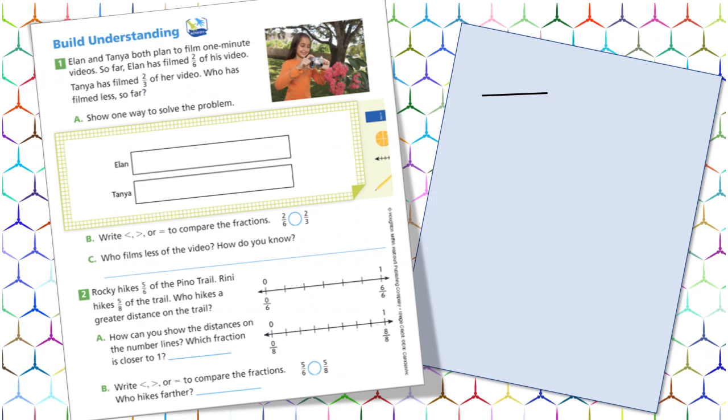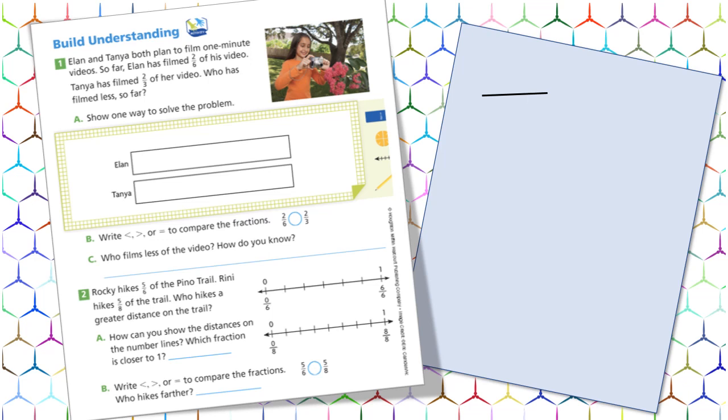Okay, so let's start with the build understanding. And remember, when I read the problem, boys and girls, you're making a picture in your head so that you know what the situation is about. Number 1, Alon and Tanya both plan to film 1-minute videos. So far, Alon has filmed 2/6 of his video. Tanya has filmed 2/3 of her video. Who has filmed less so far?